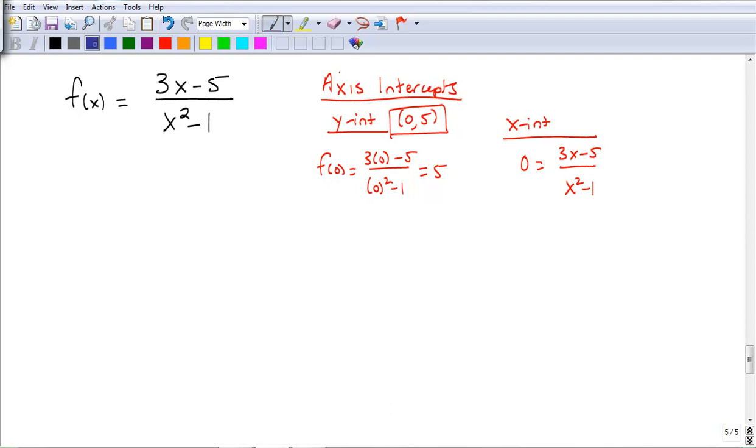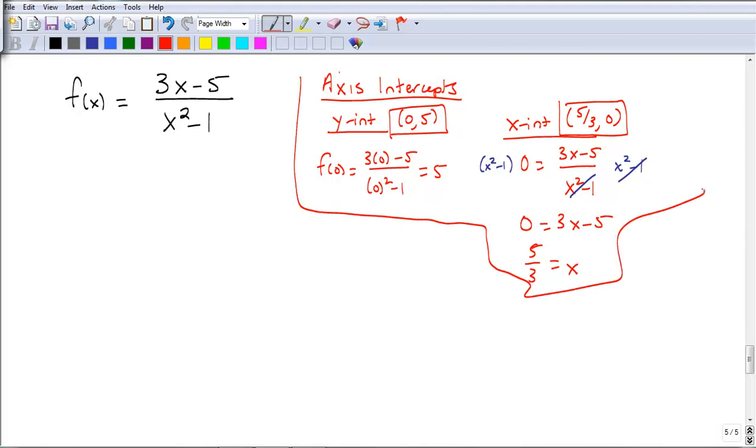But then I got to multiply both sides by x squared minus 1 to cancel it from the denominator. And so what really happens is I end up setting the top equal to 0. And so I get 5/3 as my x-intercept. Notice it's 5/3 for x, 0 for y, because I plugged in 0 for y to find it.